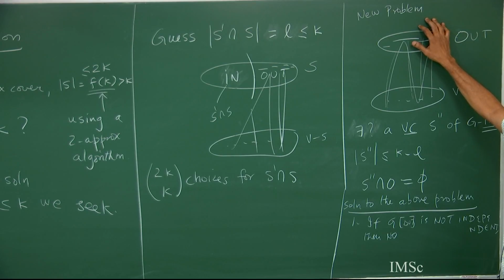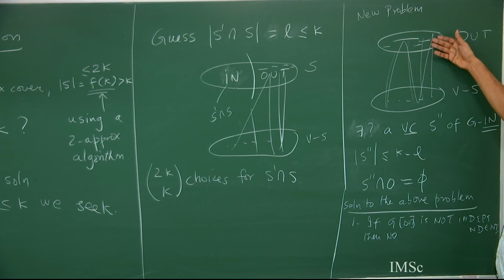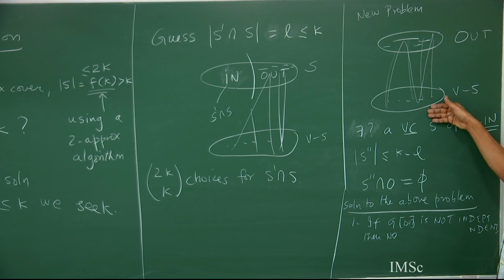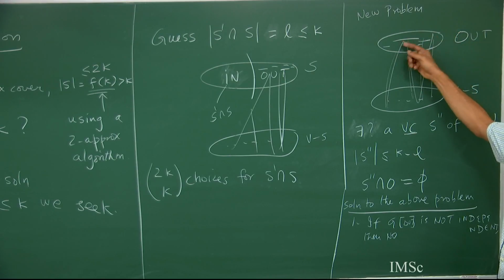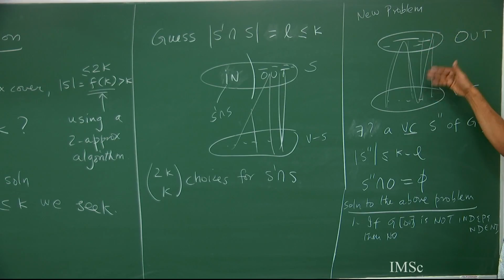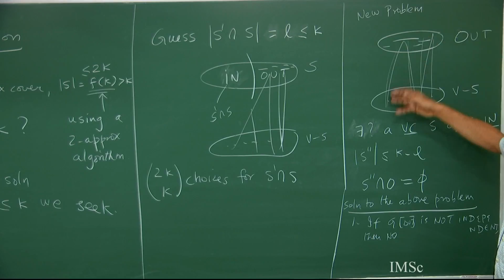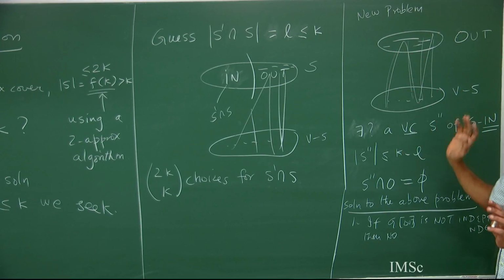What is the solution? Pick all vertices with the edges incident on them. In particular, pick all the neighbors of these vertices. All the neighbors of these vertices have edges incident on them, and those edges need to be covered. The other endpoint is here, so I can cover it only by picking these vertices. Anything for which there is no edge incident on it, no problem, you don't have to pick.